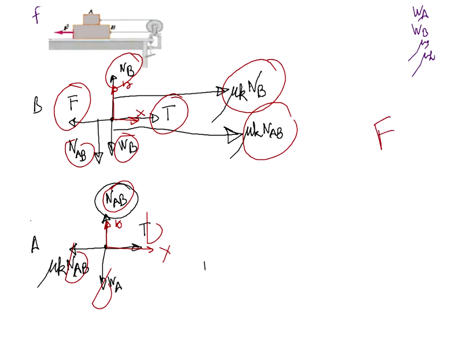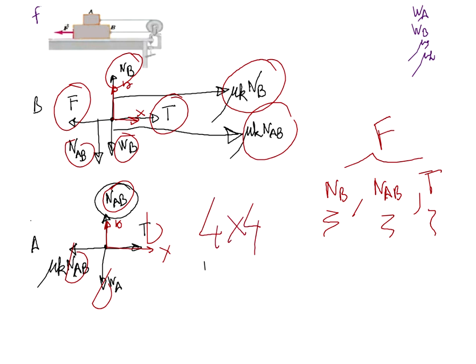F. So you're going to have 4 equations, 4 unknowns: NB, NAB, T, and F. So get rid of this guy, this guy, this guy. It's a 4x4. Excellent. Thank you for asking this problem. It's a great problem.